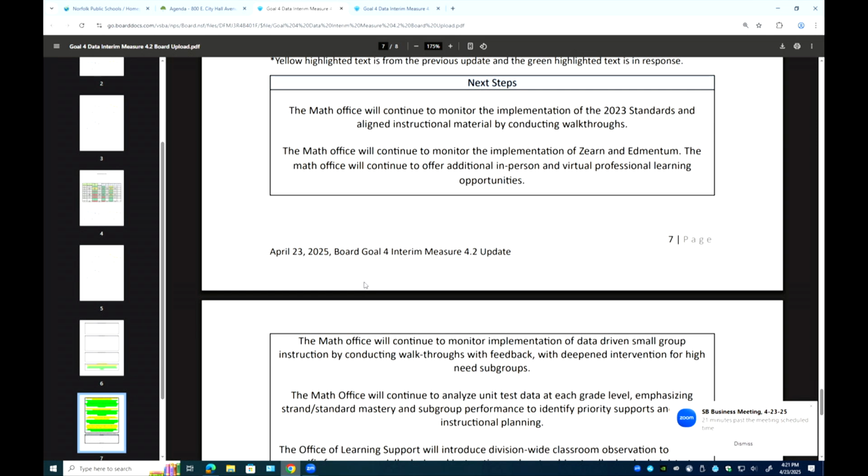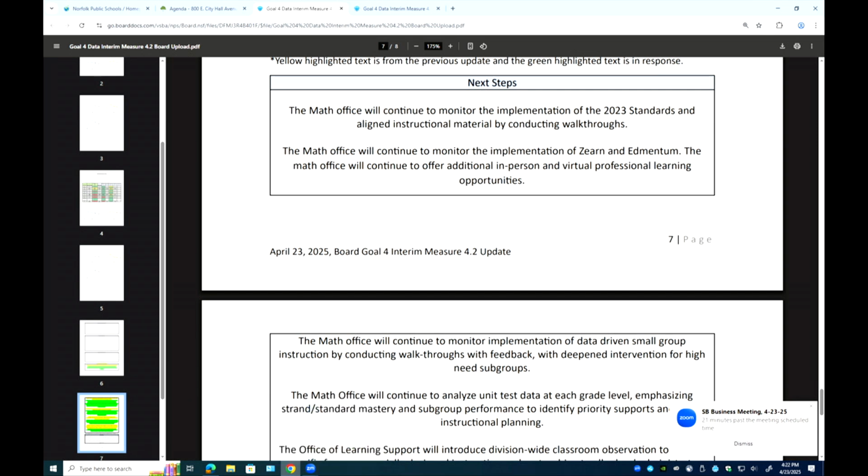The data-driven small group instruction will be monitored through conducting walkthroughs with feedback and deepened intervention for high-need subgroups. The math office will continue to analyze unit test data at each grade level, looking at strand and standard mastery and subgroup performance to identify specific priority supports and guide instructional planning.